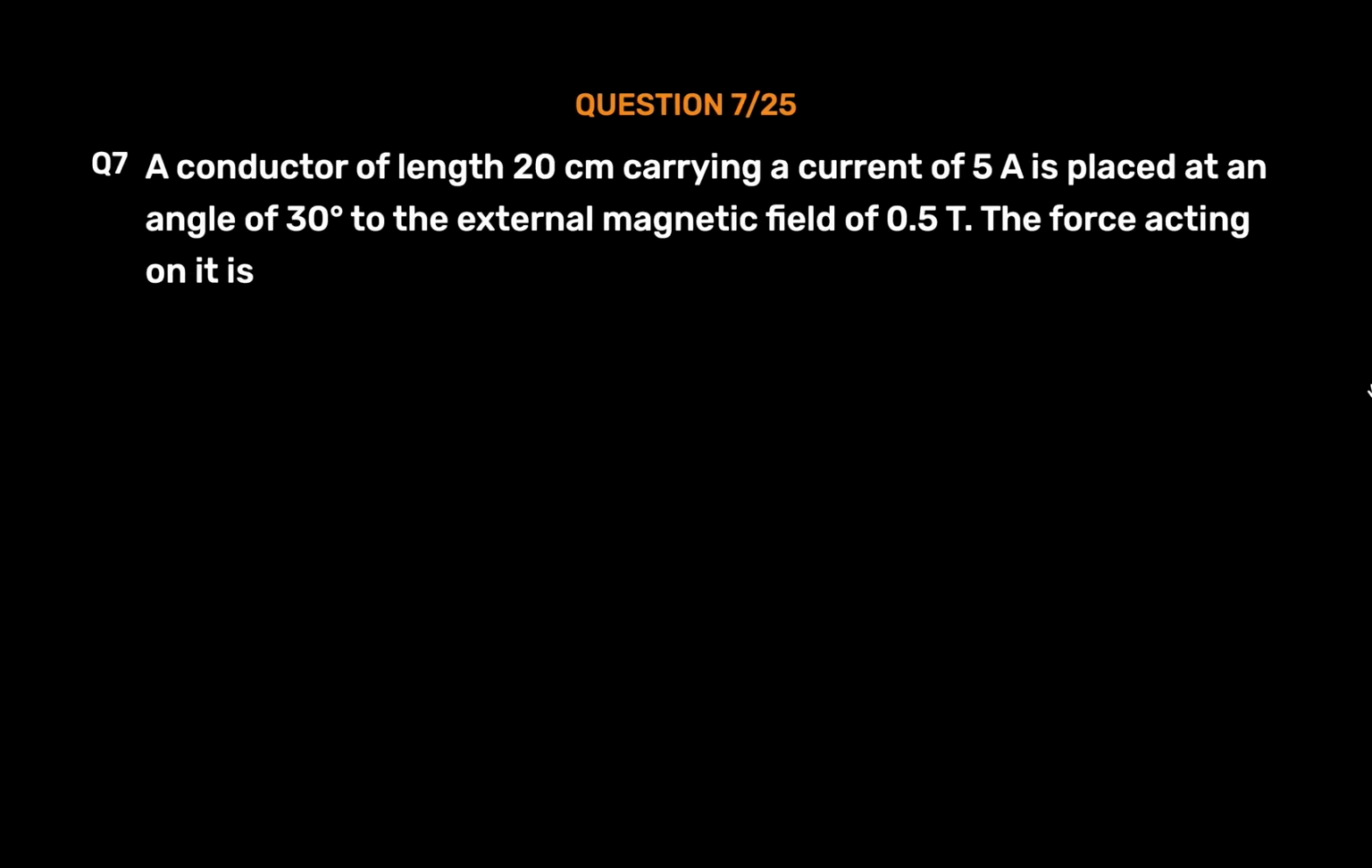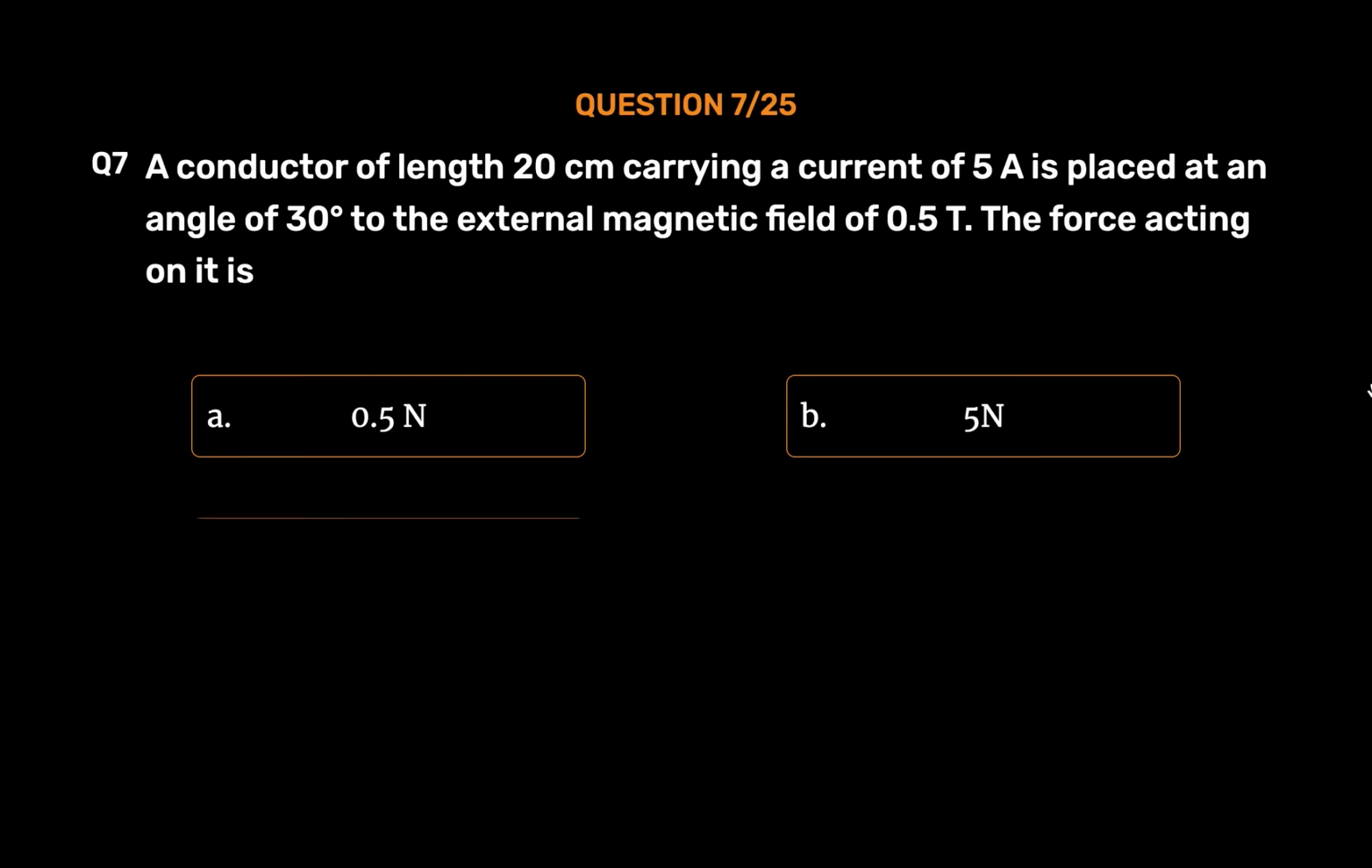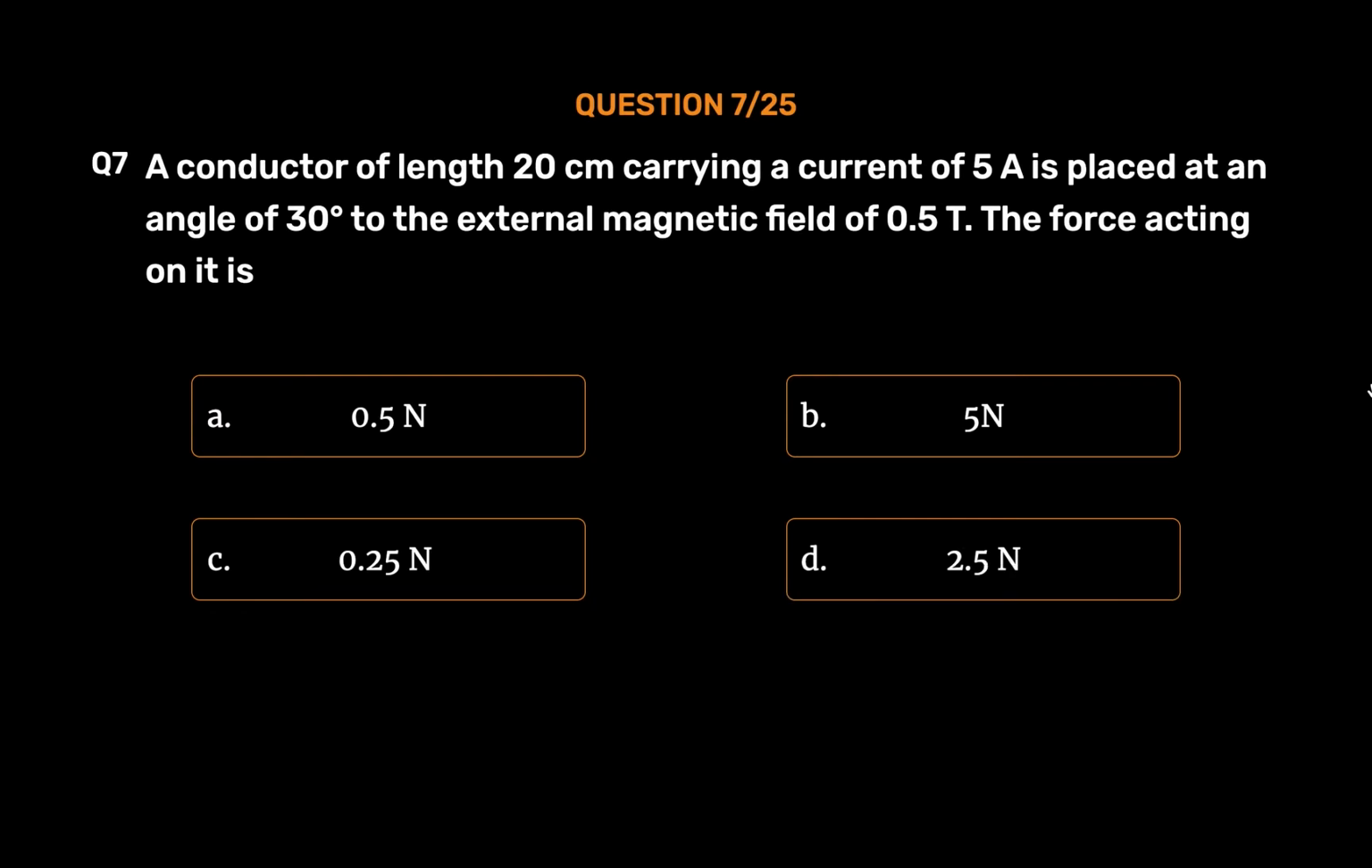Question number 7. A conductor of length 20 centimeters carrying a current of 5A is placed at an angle of 30 degrees to the external magnetic field of 0.5 T. The force acting on it is: Option A, 0.5 N. Option B, 5 N. Option C, 0.25 N. Option D, 2.5 N. The correct answer is Option C, 0.25 N.